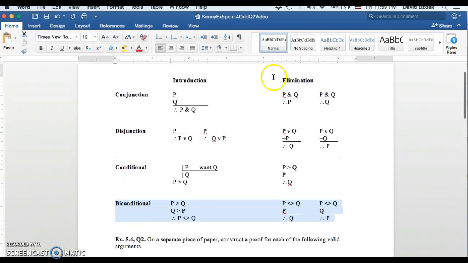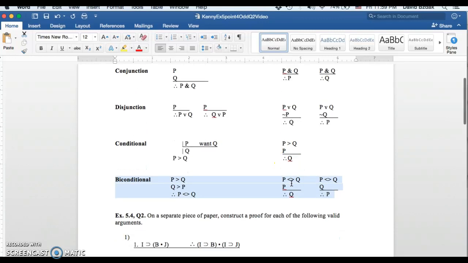All right, so remember, again, each of the operators has an introduction rule and elimination rule. The introduction rule introduces that operator in the conclusion. So conjunction introduction introduces a conjunction. Disjunction introduction introduces disjunction. Conditional introduction, etc. Elimination rules get rid of it. So you'll see the conjunction in the premise, and then it disappears in the conclusion. The disjunction in the premise disappears. The conditional in the premise disappears, okay? So same now with biconditional.